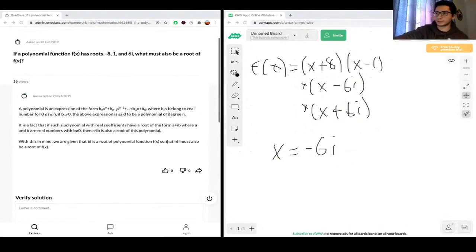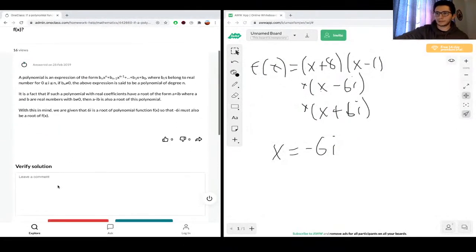So looking at the solution here, it kind of just explains the normal form of the polynomial function and outlines that we were looking for the conjugate form of positive 6i, which is -6i. So we'll just leave a comment here. Excellent job. Answer is correct.